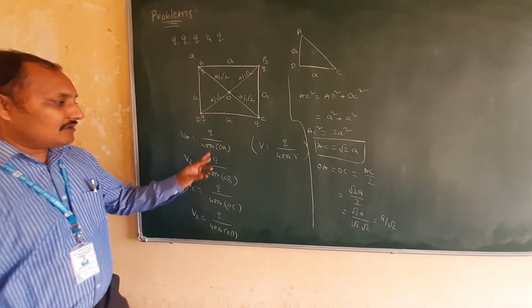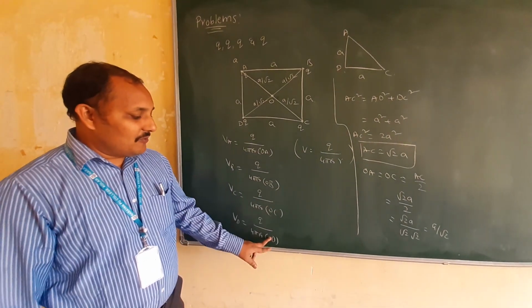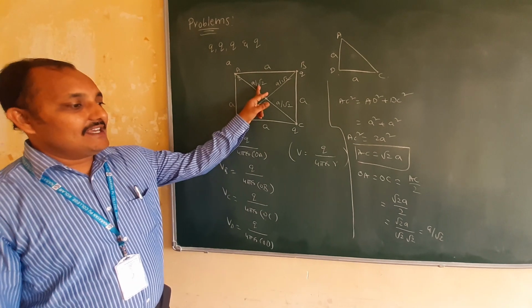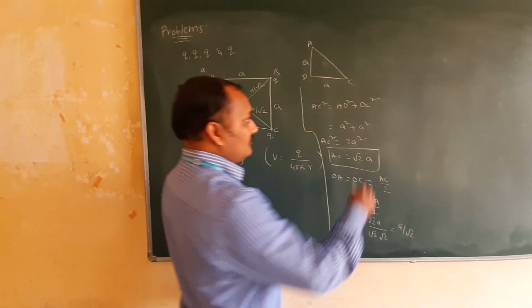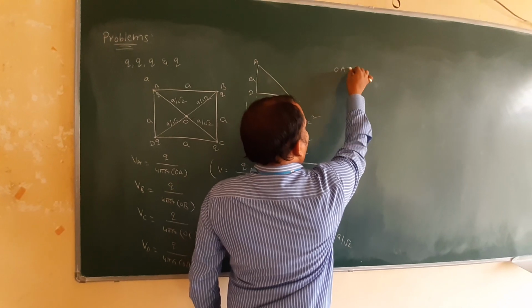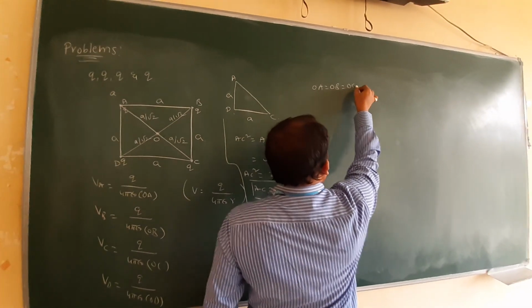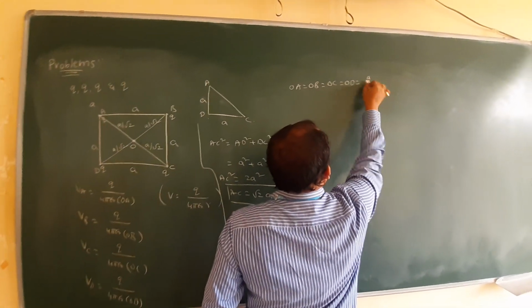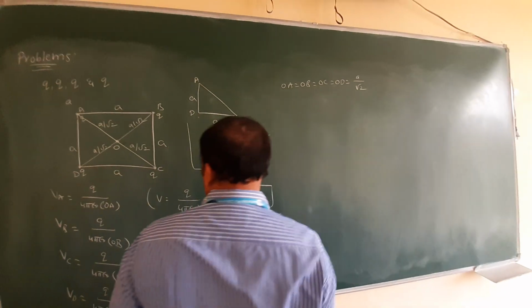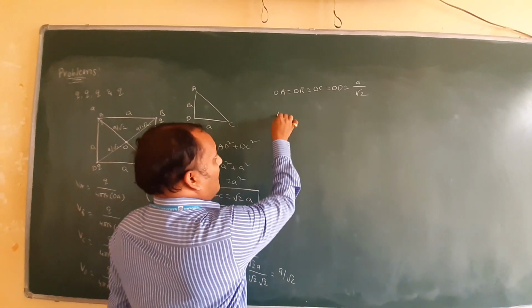So substitute now OA, OB, OC, OD. The value is equal to how much? A by root 2. OA, OB, OC, OD is equal to A by root 2. Substitute this value in those equations.